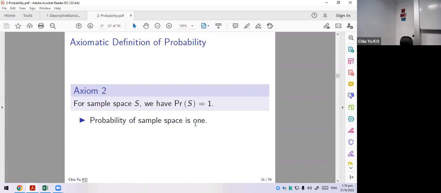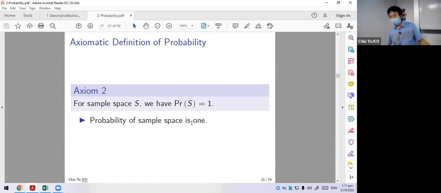Remember the question: we toss a coin, you must get head or tail, it cannot disappear. Roll a die, it must be 1 up to 6, it cannot be a rabbit. We are not doing magic, so it must be something. So the probability of the sample space is 1. There's no surprise in terms of outcome. We may be surprised that some unlikely outcome comes out, that's fine, but we know all possible outcomes are there.